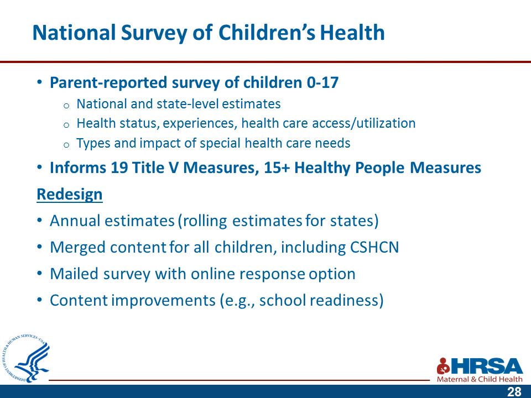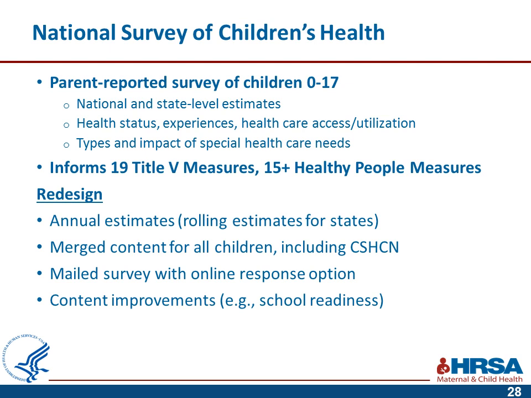So the National Survey of Children's Health, that's sponsored by our Bureau. It's a parent-reported survey of children 0 to 17, and it's really unique in providing national and state-level estimates of children's health, really capturing physical, behavioral, emotional, and contextual factors, healthcare access, and for CSHCN, types and impacts of the special healthcare needs. It informs 19 Title V measures and 15 or more Healthy People measures.